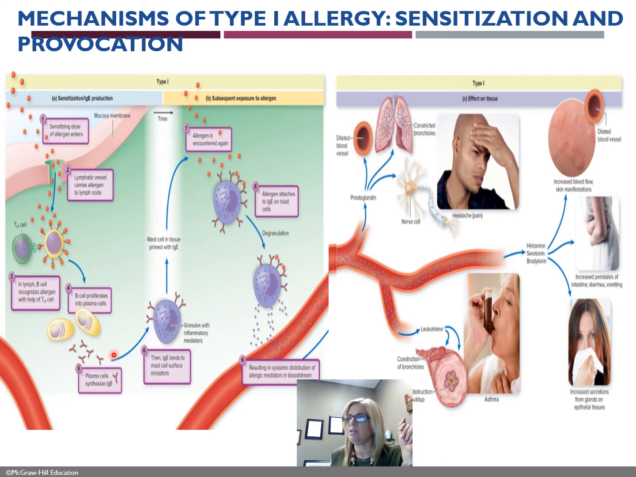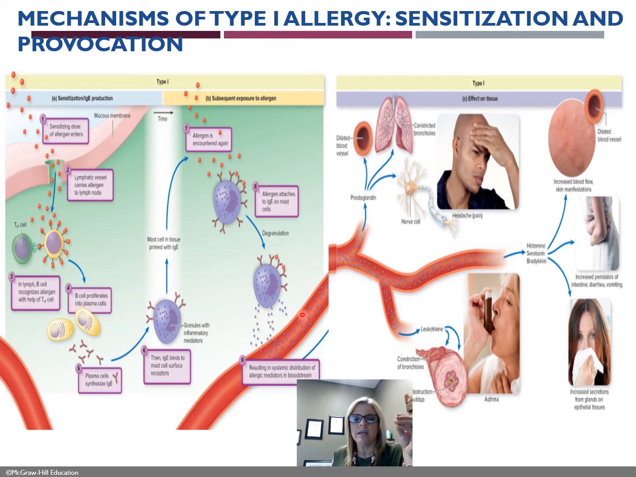And so let's see, we are now on number 6 here. Your IgE is going to bind to the mast cell surface once you are exposed again. Okay, so the next time you're exposed, those antibodies are going to bind to your mast cell receptors. All right, and then the allergen is going to attach to the IgE on the mast cells, and it's going to cause this degranulation here.